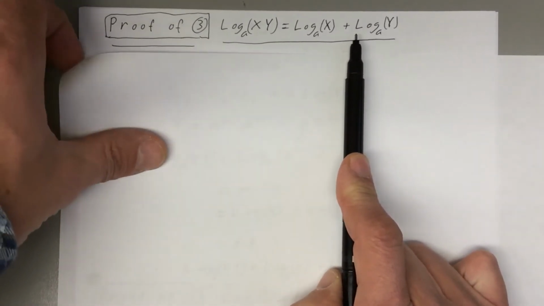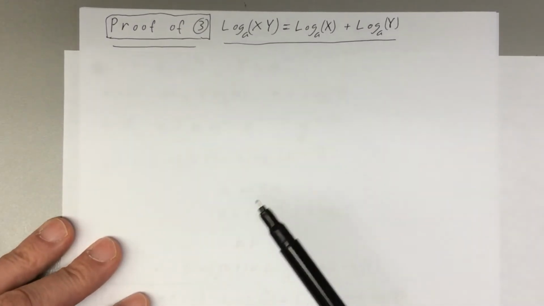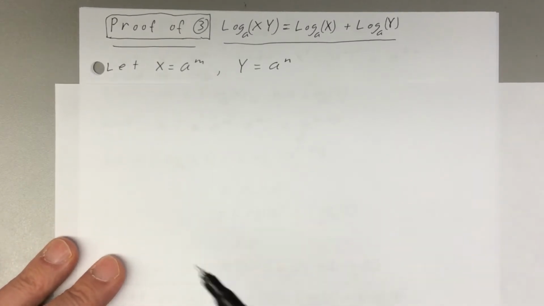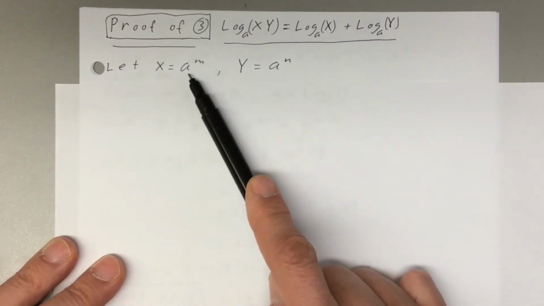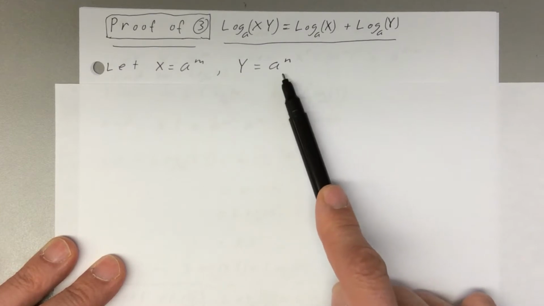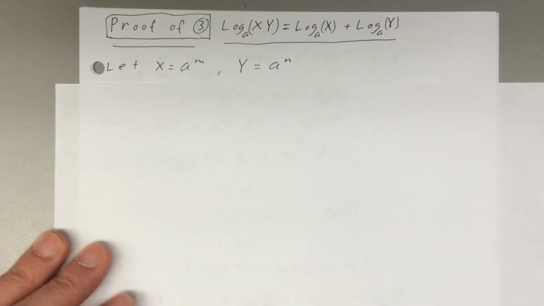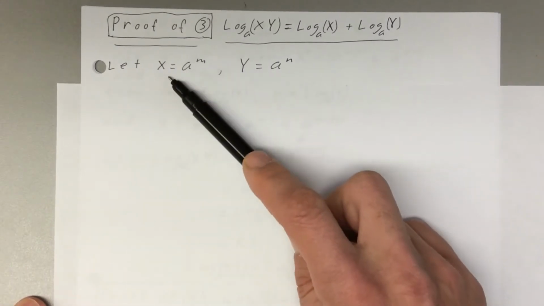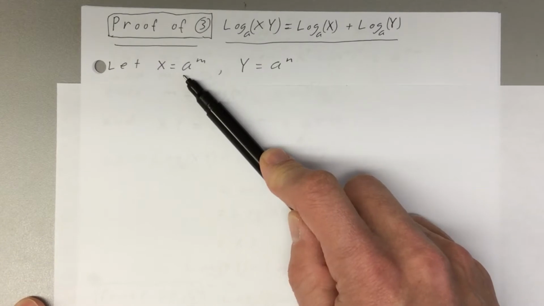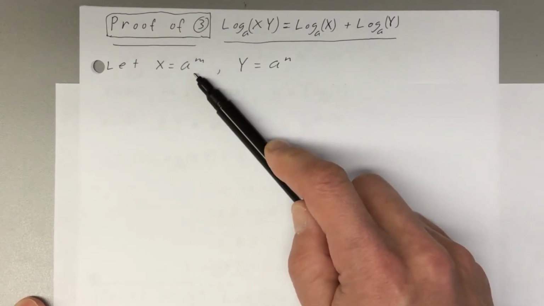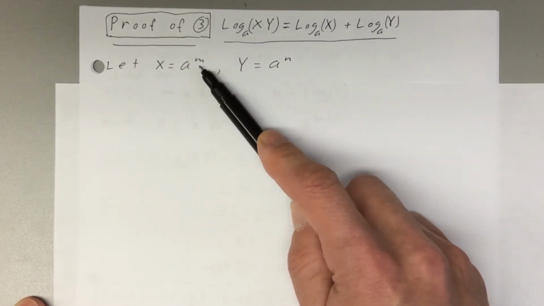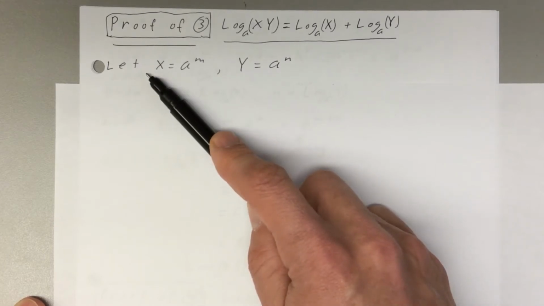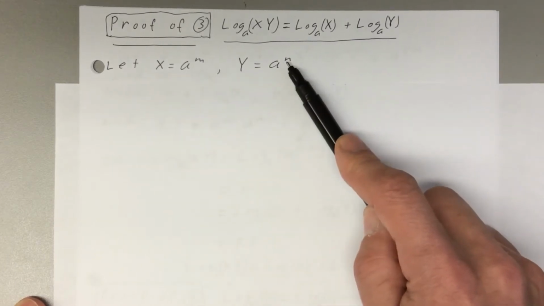Okay, so what we're going to do first is a little trick here. We're going to let x equal a to the m and y equal a to the n. We're doing this for convenience. You wouldn't be expected to figure this out on your own, but hopefully you can follow. So if x equals a to the m, then if you convert this to a log, that would mean that m equals log base a of x. This should be standard by now.